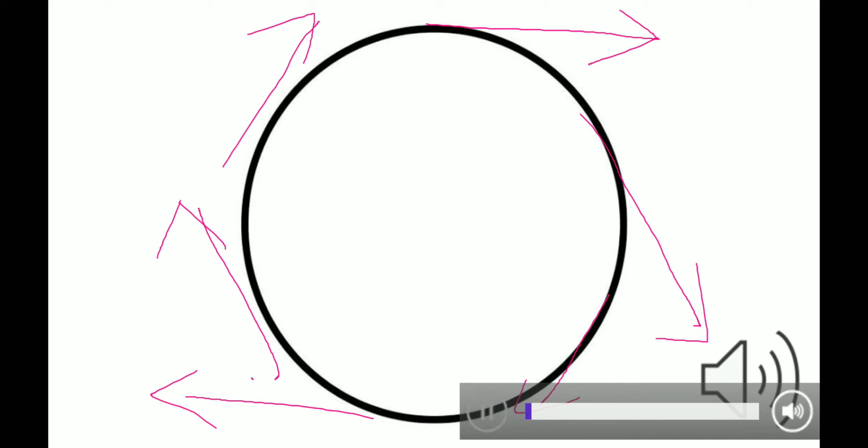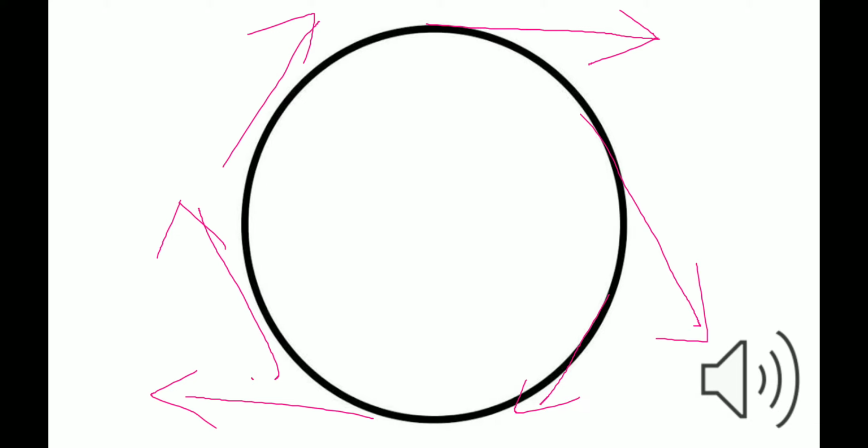Now here, I have the circle. Now, a circle can be assumed as a polygon. What is a polygon? A closed figure having infinite number of sides or many number of sides. So a circle is also a polygon having infinite number of sides. That is not countable. So a circle can be assumed as a polygon having infinite number of sides.